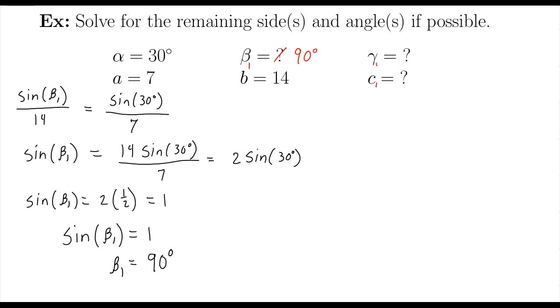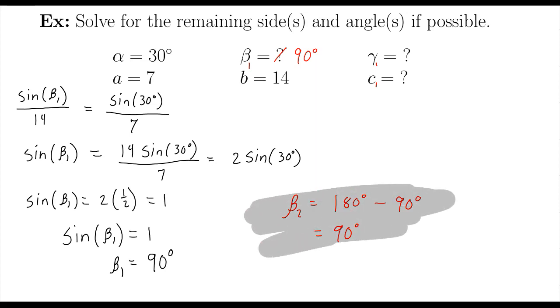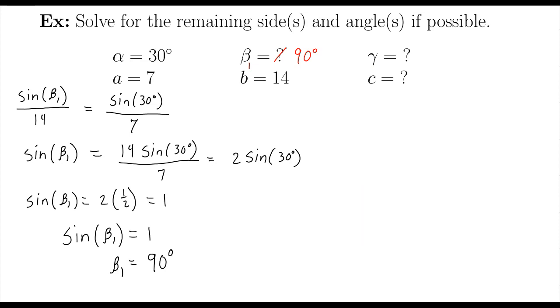Okay, let's talk about beta 2 for a second. Remember, beta 2 can be found by taking 180 degrees minus beta 1, which comes out to 90 degrees. Look at that. They're the same. So I don't have a separate triangle after all. I get the same triangle again, so I don't have to worry about beta 2. All right, so I'm going to get rid of the 1s altogether.